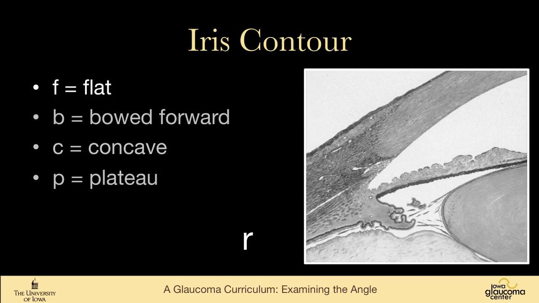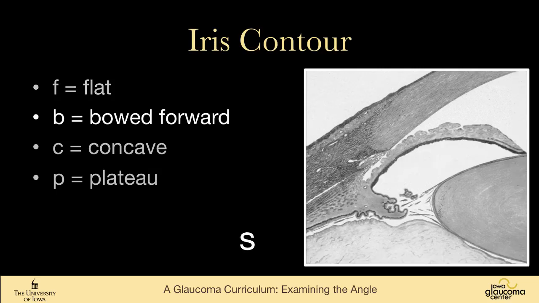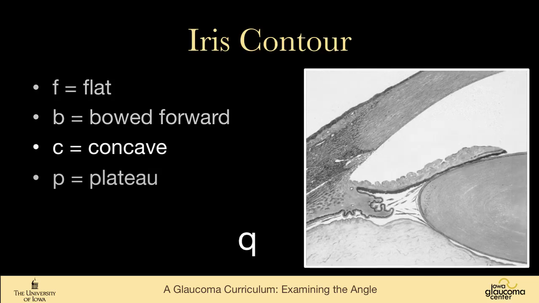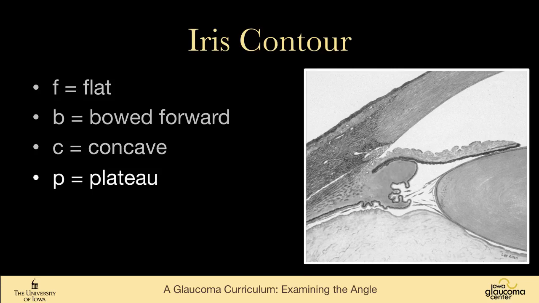And just historically, these had different letters, and that's a little bit confusing. In the past, flat was considered regular, or R. Bowed forward was S for steep, and then concave was Q for queer, but these have been changed to F for flat, B bowed forward, C concave. And then in the new system, there's also a P for plateau, where the iris has a relatively flat insertion towards the trabecular meshwork, but then this steep drop off in the periphery because the ciliary body is holding the iris forward.